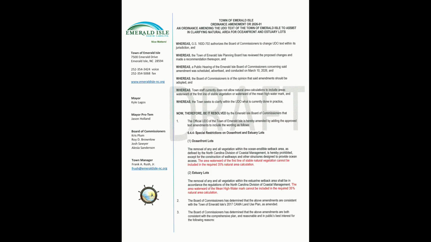On page 3-9 of our comprehensive plan, under areas of environmental concern, the CAMA land use plan states that these areas may be easily destroyed due to erosion or flooding. Therefore, by limiting those areas waterward of the mean high water mark and the line of stable vegetation from being included in natural area calculations, we can ensure that these areas will not be disturbed. And the third one is the ordinance amendment will help clarify what is currently being practiced by town staff.